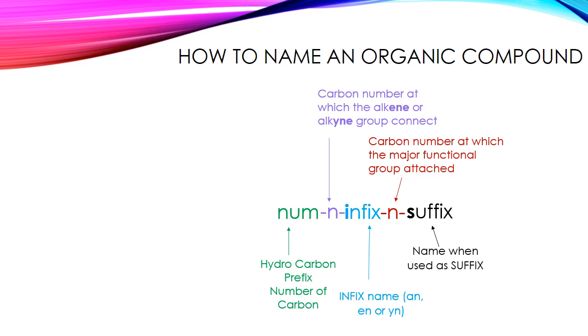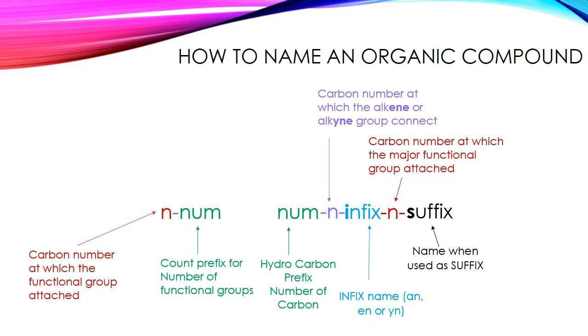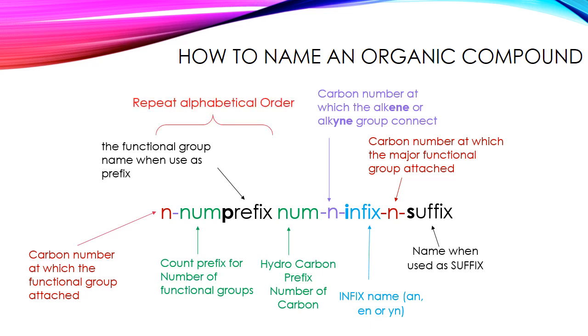But if there's a compound which contains more than one functional group, then you have to consider the other functional groups as sub-functional groups, and you have to select only one as the major functional group. Then the other sub-functional groups you have to add in front of this name by adding the number of the carbon at which the functional group is attached, then the count prefix for the number of functional groups and the prefix of that sub-functional group. Then you have to add all the sub-functional groups according to alphabetical order. Then you can finish the name of that organic compound.